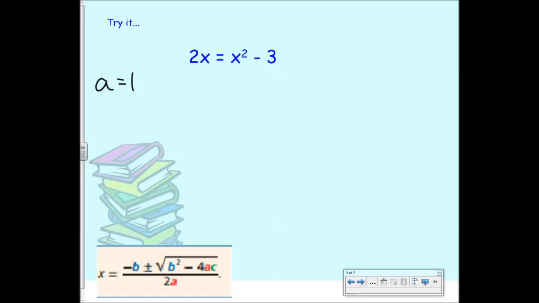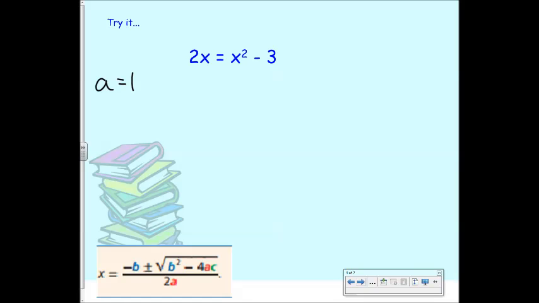Does it have to be in standard form? Ah, good question. Does it have to be in standard form? Yes. I said yesterday the only time it doesn't have to be in standard form is when you are completing the square. Every other time it has to be in standard form, which means it needs to be equal to what? 0. So then I need to move which one?